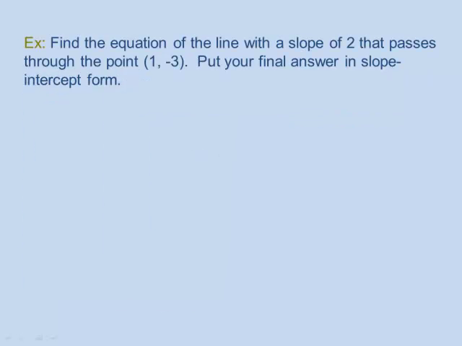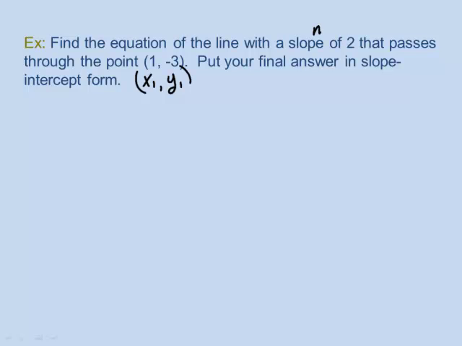So let's start with this example. Find the equation of the line with a slope of 2 that passes through the point 1, negative 3. Put your final answer in slope-intercept form. Now you can start either with point-slope or slope-intercept form to get this equation. But because this is set up perfectly for point-slope, that's what I'm going to choose to use to get this equation. So take the point that you're given and let that be x1, y1.